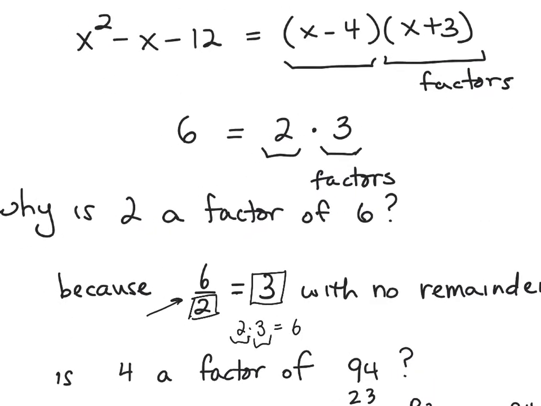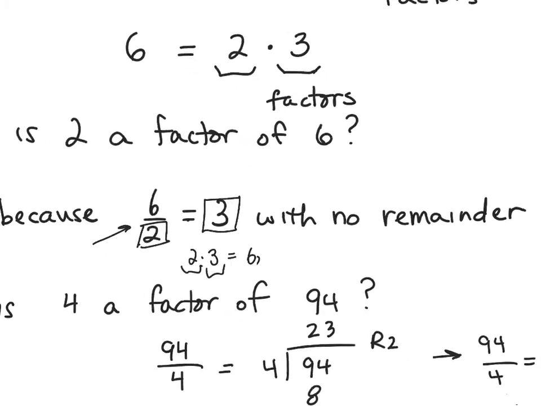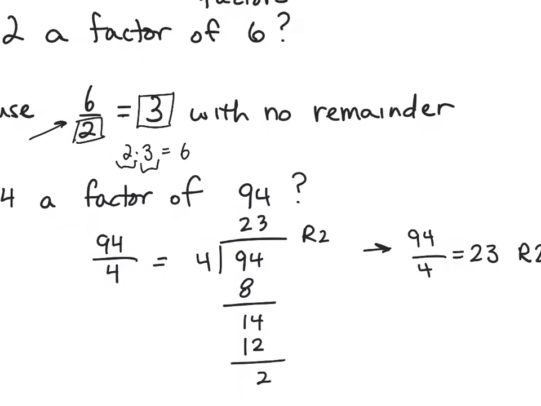So is 4 a factor of 94? How could we show that it is or is not a factor of 94? The answer is, we divide and see if there's a remainder. If we quickly review the long division algorithm here, 4 goes into 9 two times, 2 times 4 is 8, 9 minus 8 is 1. Then you drop down the 4, 4 goes into 14 three times, 3 times 4 is 12, 14 minus 12 is 2. Nothing more to drop down, so 2 is the remainder. So it has a remainder. Therefore, 4 is not a factor of 94. 94 divided by 4 is 23 with a remainder of 2.